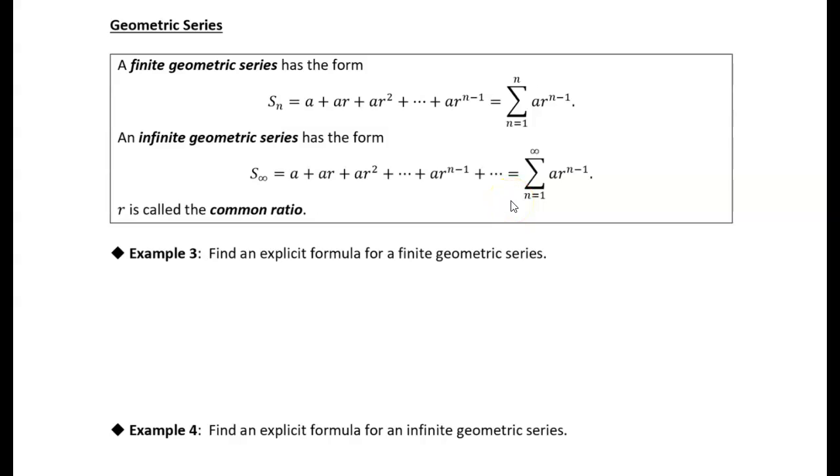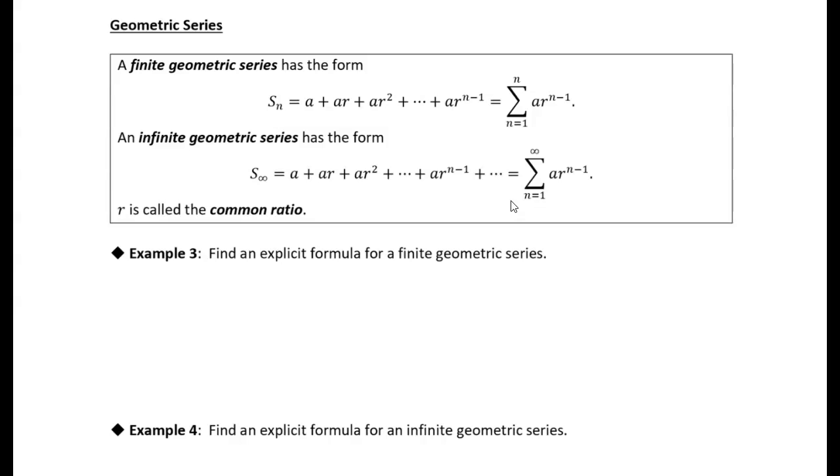All right, so let's talk about a very special type of series called a geometric series. And a geometric series is the sum of a geometric sequence, and a geometric sequence is just a sequence in which every consecutive term is multiplied by a common ratio.